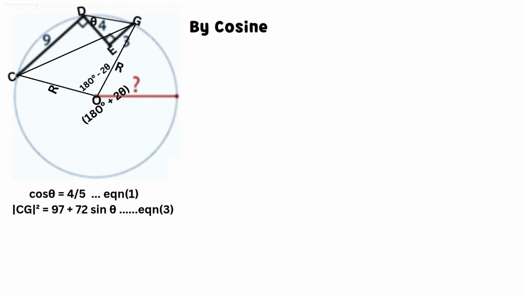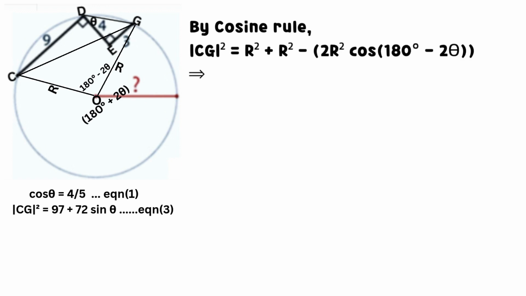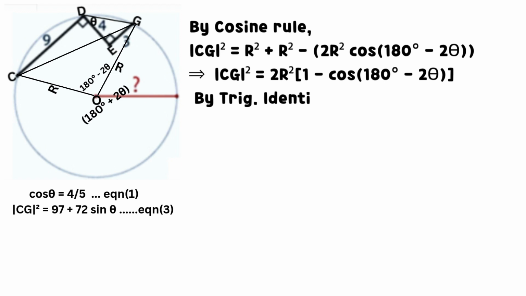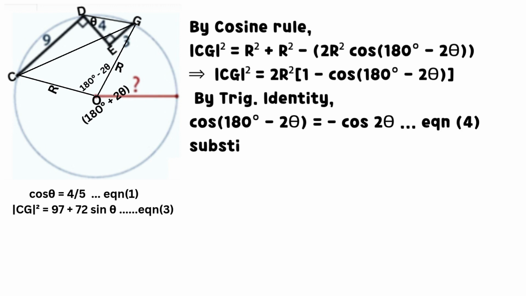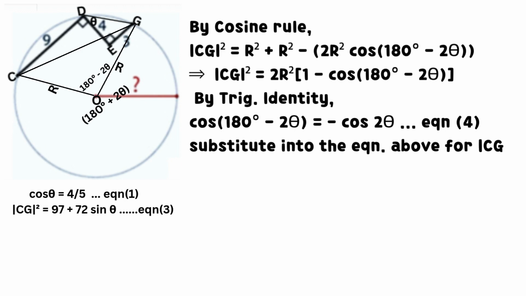By cosine rule, the square of CG equals 2 times the product of the square of r and the cosine of 180 degrees minus 2 times theta. By trigonometric identity, cosine of 180 degrees minus 2 times theta equals negative cosine 2 times theta. We call it equation 4.